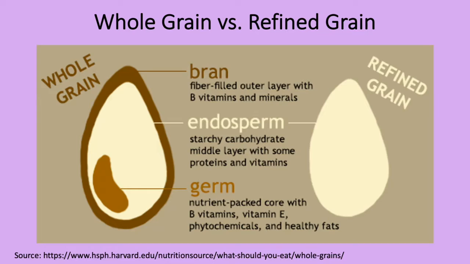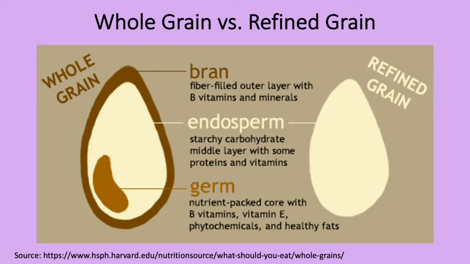Most refined grains are enriched. This means certain B vitamins, such as thiamine, riboflavin, niacin, folic acid, and iron, are added back after processing. However, fiber is not added back to enriched grains. It's best to check the ingredients list on refined grain products to make sure that the word enriched is included in the grain name. Some food products can also be made from mixtures of whole grains and refined grains.